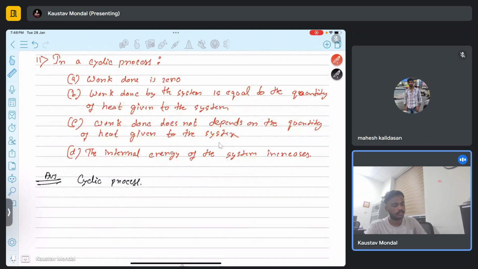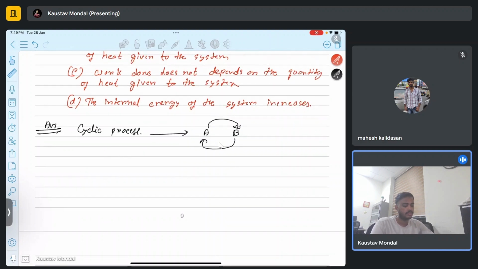So a cyclic process is like this: the system goes from A to B, then again comes back from B to A. Wherever the system starts, it basically ends up in that same state. So here the system starts at state A, goes to state B, and then returns back to state A. This whole thing is a cyclic process. Basically the process ends up in the same state where it started.